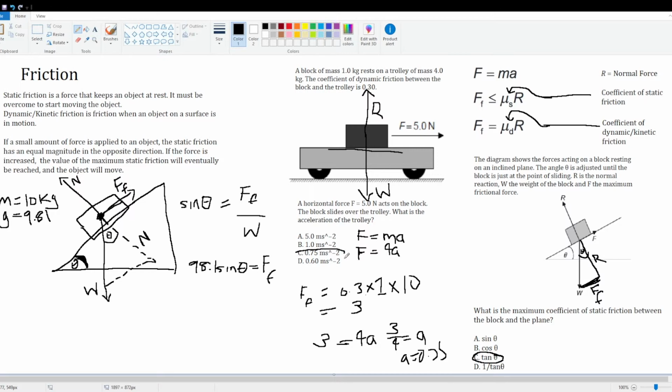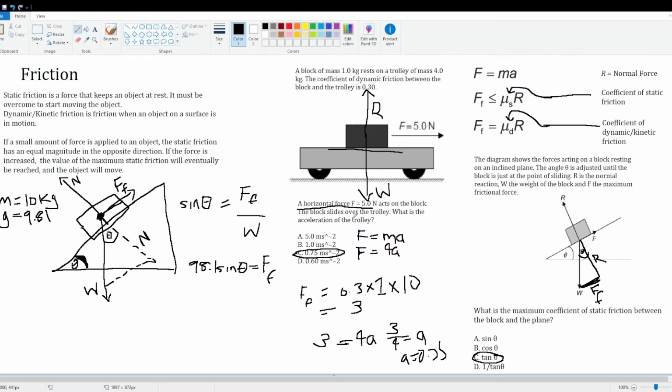Now, the reason this question is a bit difficult is because there are some components that will try to throw you off, such as the fact that there's a horizontal force of 5 newtons. Now, that might confuse you and you say, oh, where do I need to put this into the equation? What I did initially was I subtracted 3 from 5 because I thought that would be the net force, but no, that's not what you're meant to do.